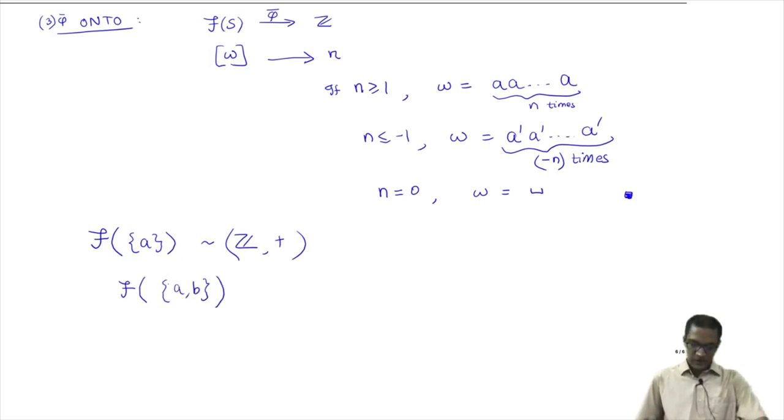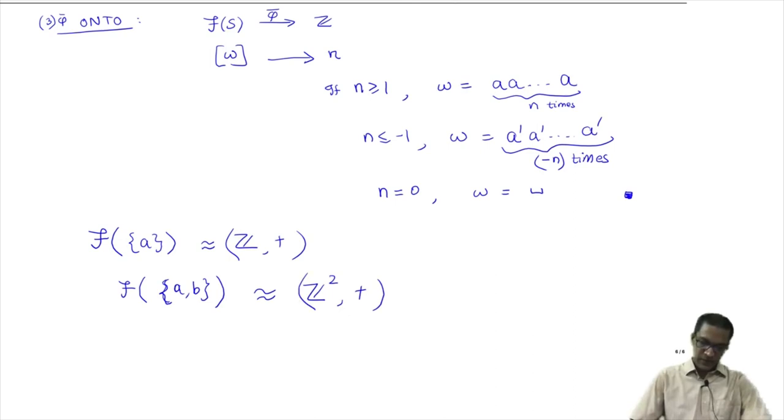Okay, if I take the free group on two generators A and B, then this is a much, much more complicated group than the group of integers, for example. In particular, it's not the group Z squared, for example. So observe, while F of a singleton is isomorphic to Z, F of two generators being isomorphic to Z squared is very far from being true. Okay, so this is not at all the case.